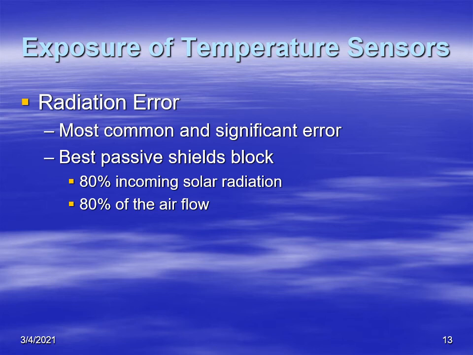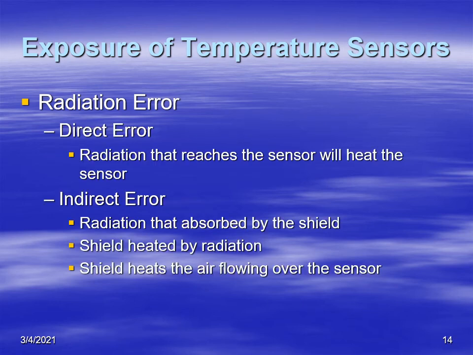Your basic passive shield will block 80% of the incoming solar radiation, but also it blocks 80% of the airflow. Radiation error can be classified as either direct or indirect. Direct radiation error is when solar radiation impinges upon your thermometer. In other words, you don't put your thermometer in the shade, it's in the sun. That's probably the worst type of error that you can get.